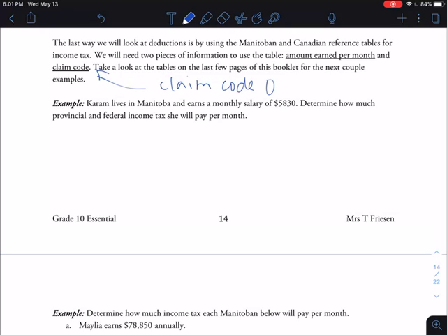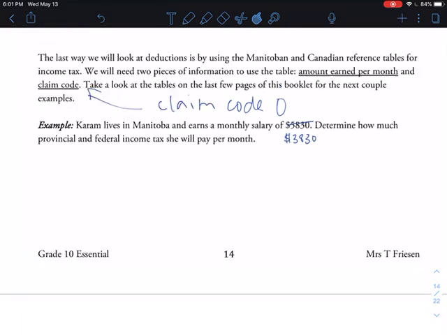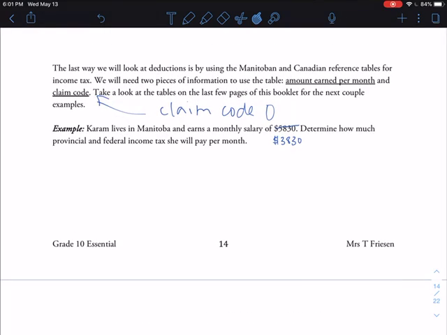Keep that in mind, but for our work, we're just going to have a claim code of 0. All right, I did make a couple typos in this lesson, classic. In the first example, that shouldn't be 5,830. It should be 3,830. My bad. I will tell you the typos as they come up. Karam lives in Manitoba and earns a monthly salary of $3,830. Determine how much federal and provincial income tax she's going to pay.